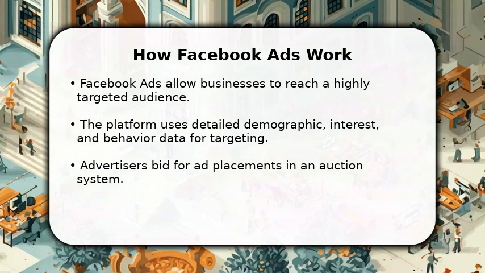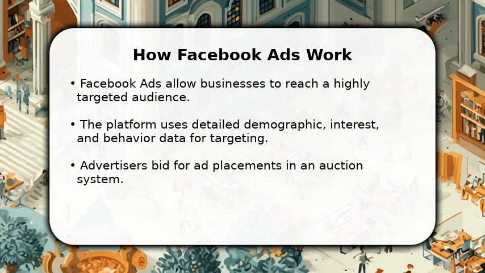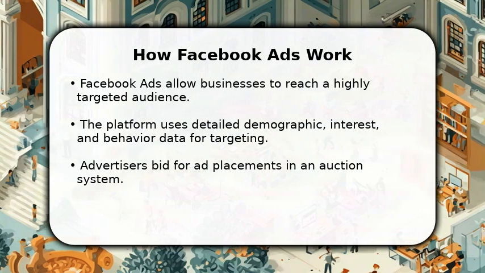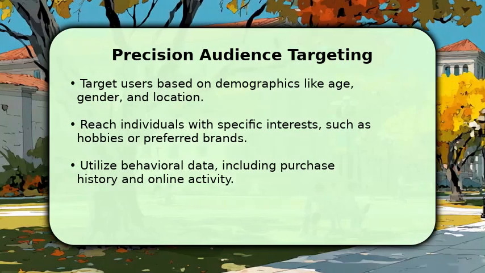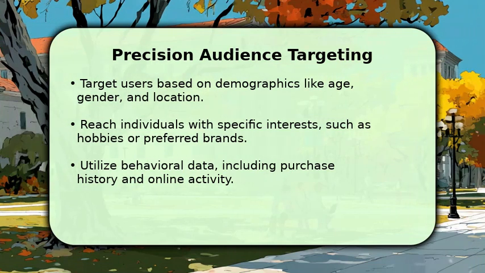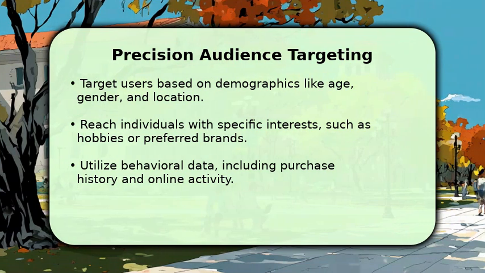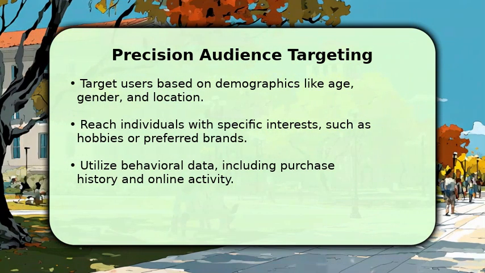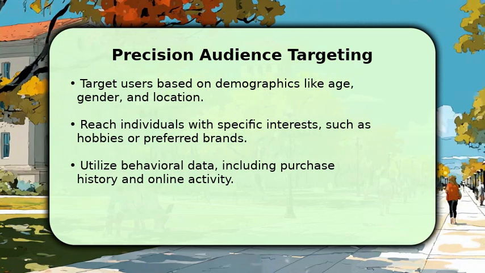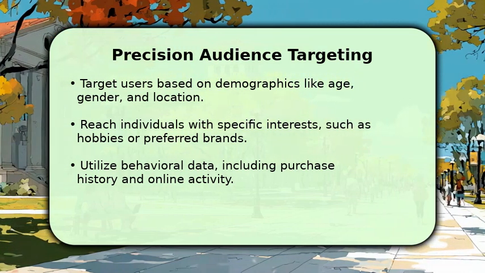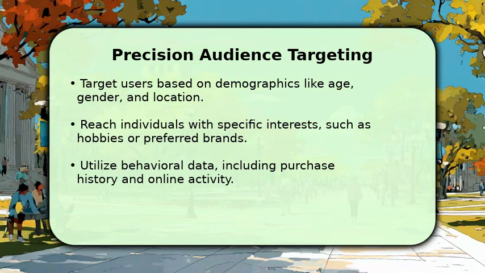These ads can appear on Facebook, Instagram, Messenger, and even third-party apps through the Audience Network, offering broad reach for your campaigns. One of the most powerful aspects of Facebook advertising is its precision targeting. You can define your audience by demographics like age, gender, and location. Furthermore, target individuals based on their interests, such as specific hobbies or brands they follow, and even their online behaviors.